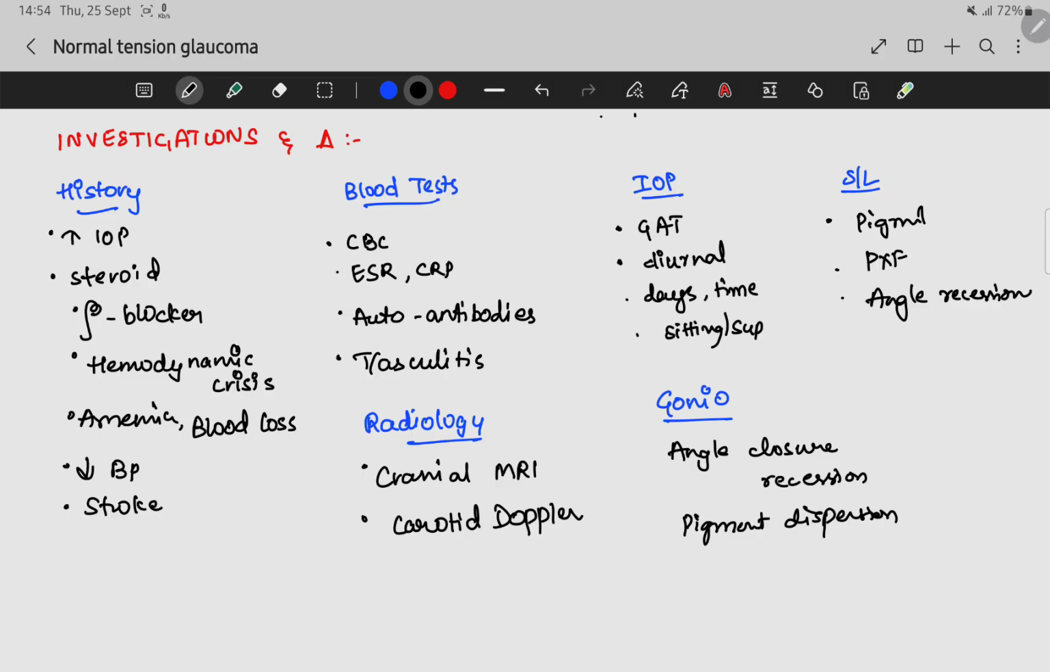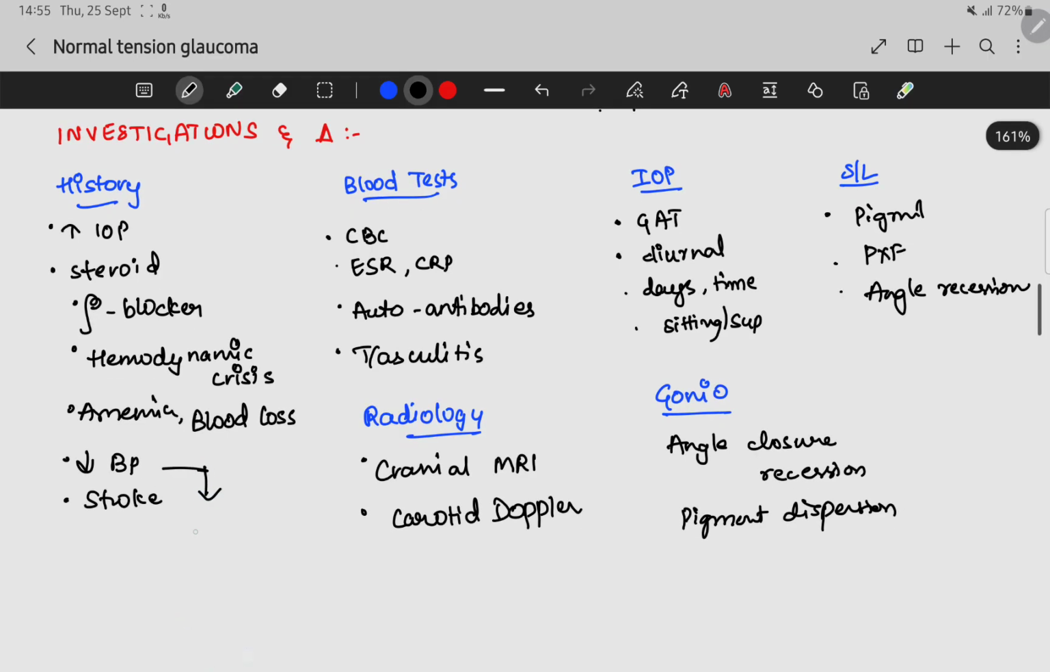And we also should perform other tests like blood pressure measurement by 24 hours ambulatory monitoring, especially in those who are hypertensive patients. So this can be done with the help of 24-hour ambulatory monitoring. This was regarding investigations and the diagnosis part.